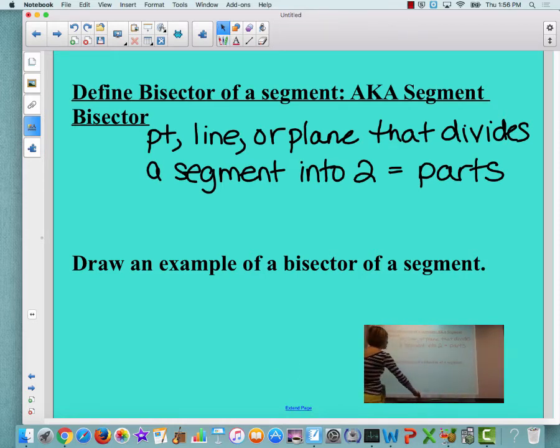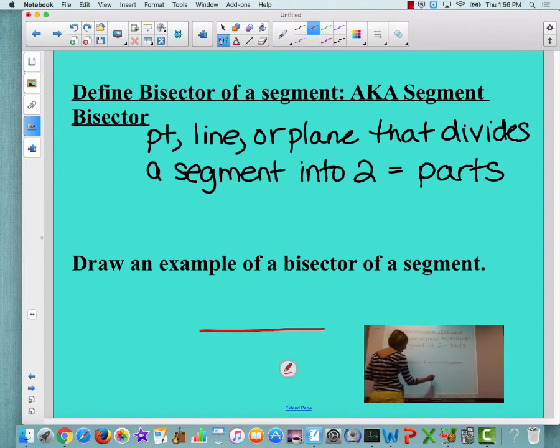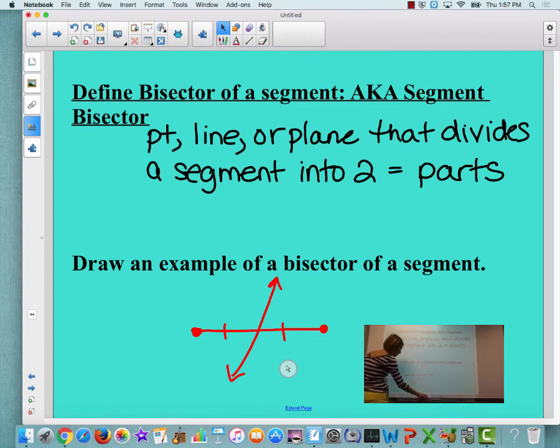Here's an example of a segment bisector. Here we've got a segment. I'm going to draw a line going through it like that, and I'm going to mark these two parts congruent. So this line is the segment bisector. It is cutting the segment into two equal parts, so I've put my hash marks indicating that. This point right here, where the segment bisector hits the segment, is actually the middle, which we're going to talk about next.